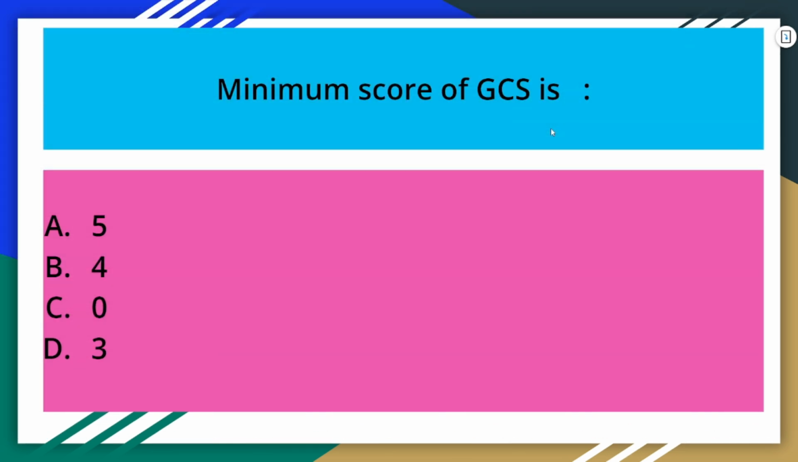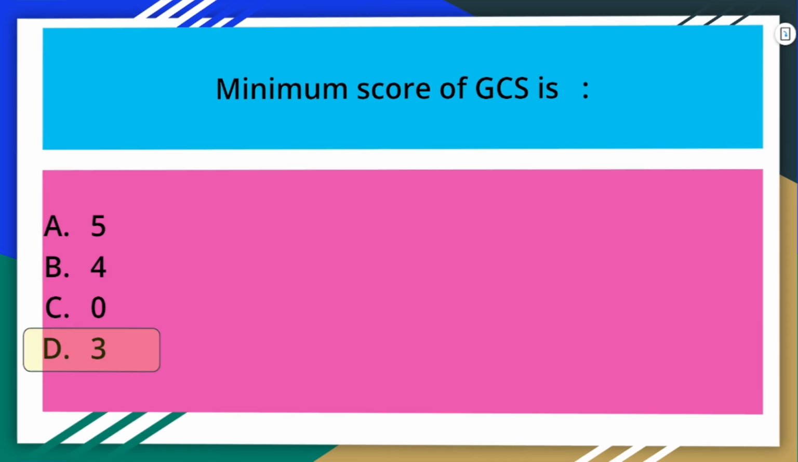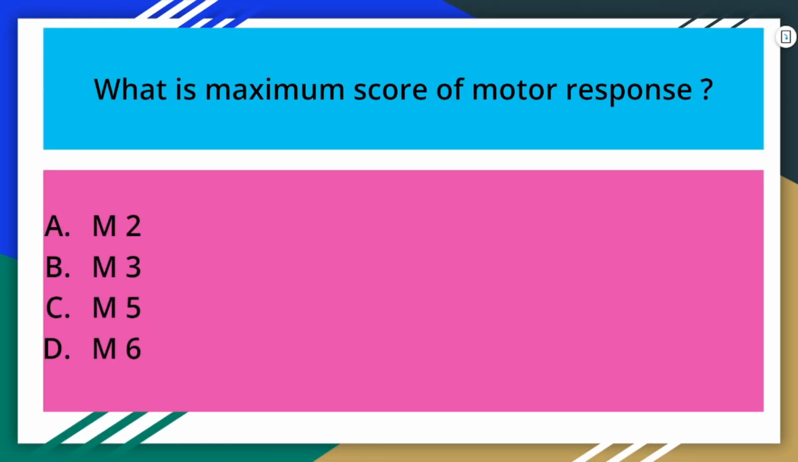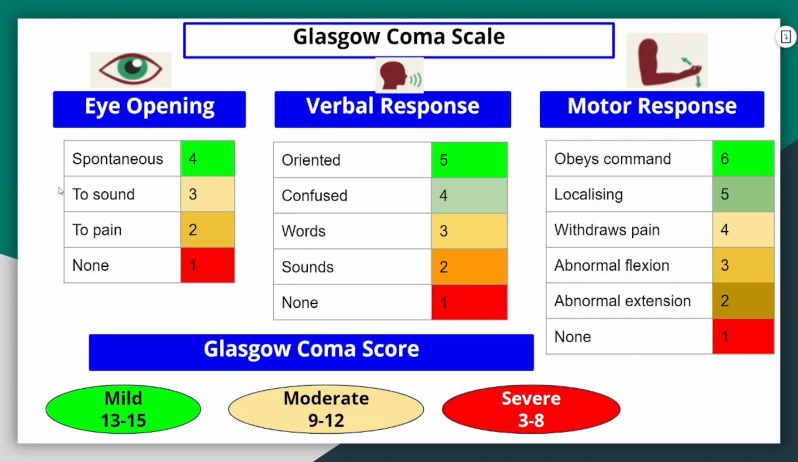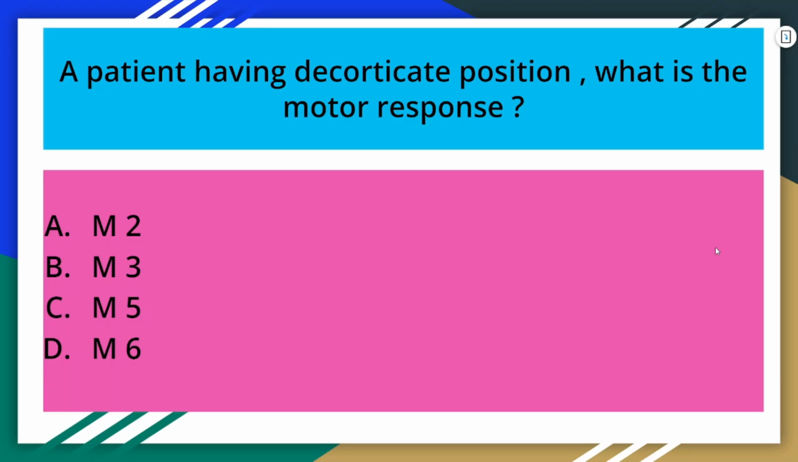The minimum score of GCS is 5, 4, 0 or 3. It can't be 0, 4 or 5. The correct answer is 3. What is the maximum score of motor response? Here the correct answer is M6. A patient has a decorticate position. What is the motor response? Decorticate is abnormal flexion, so it should be M3. The correct answer is M3.